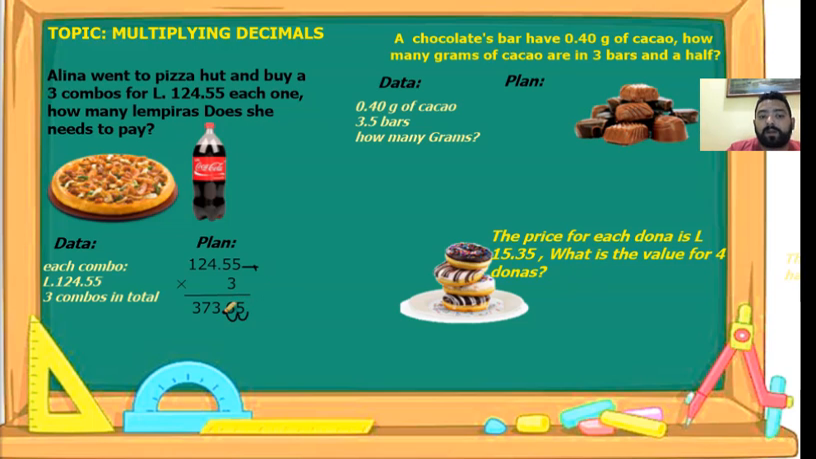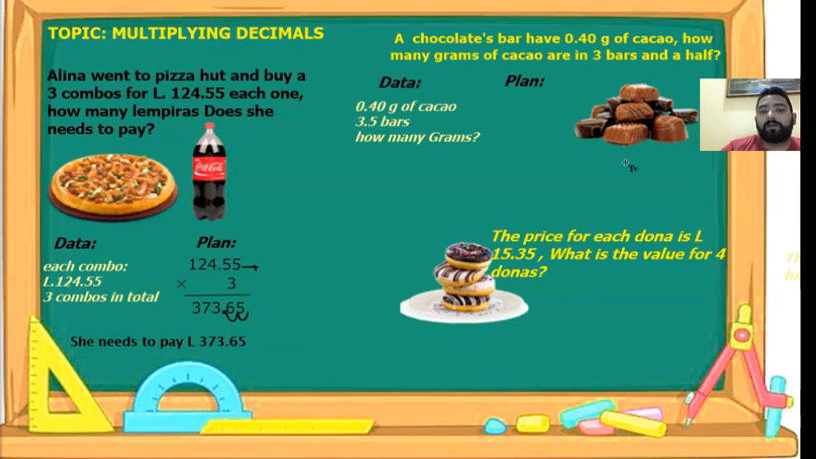So she's going to pay 373.65 lempiras, and this is going to be our answer. We are going to write in the answer that she needs to pay 373.65 lempiras for the 3 combos. That's the quantity that she's going to pay for 3 combos of pizza and Coca-Cola.